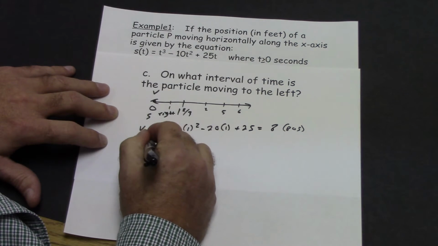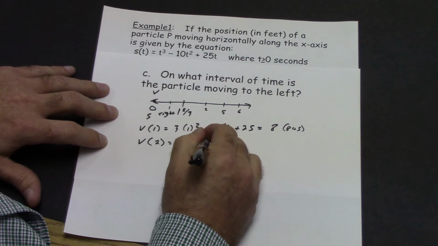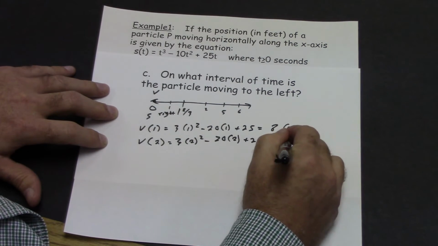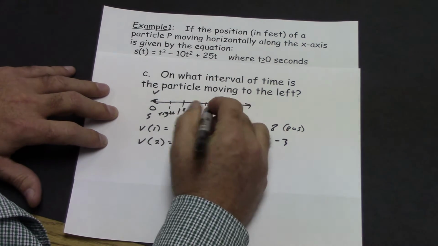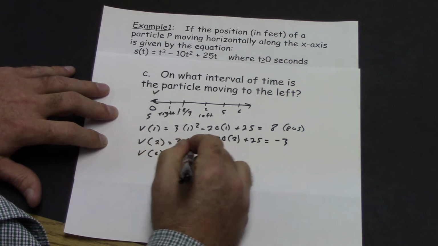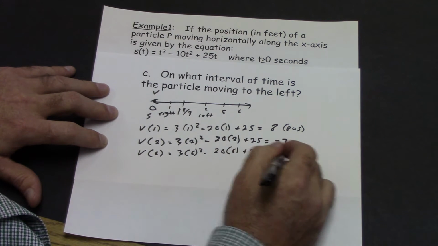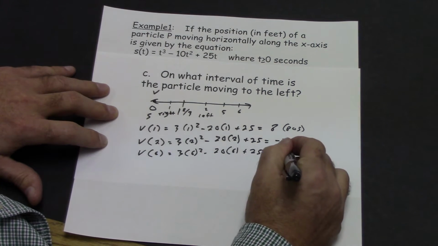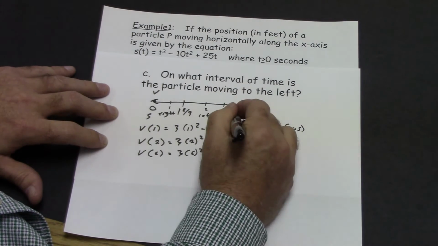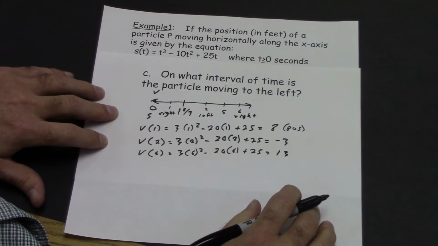Let's try the other test value. Substitute 2 in. This would be 3 times 2 squared minus 20 times 2 plus 25, which equals negative 3. Since it's negative, the particle is moving to the left. Let's try the velocity at 6. It'll be 3 times 6 squared minus 20 times 6 plus 25. At 6 the velocity would be 13. Once again this is positive, so the particle is moving to the right from 5 on.